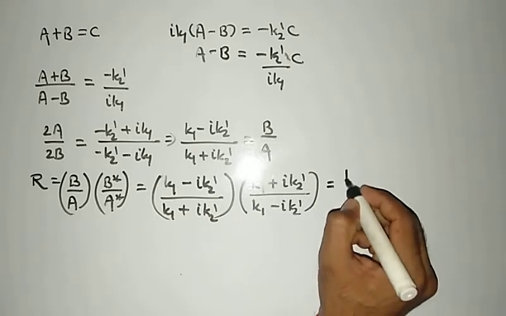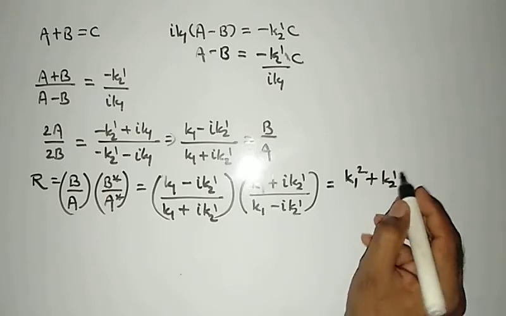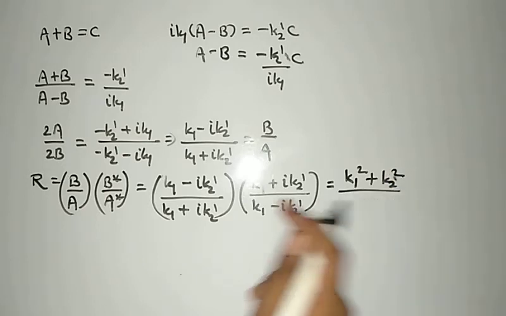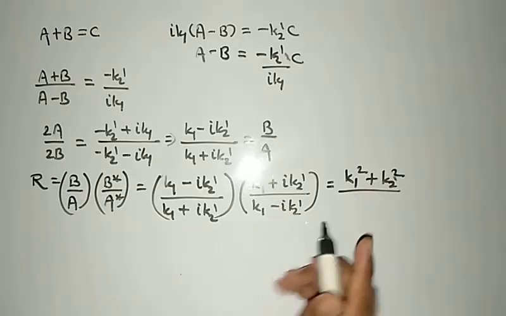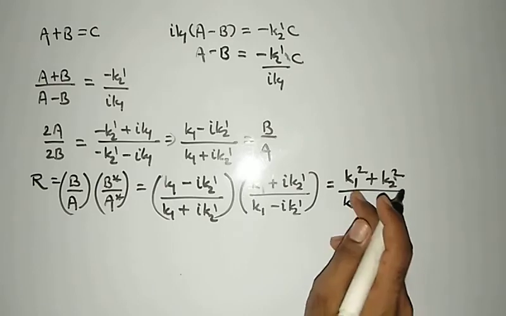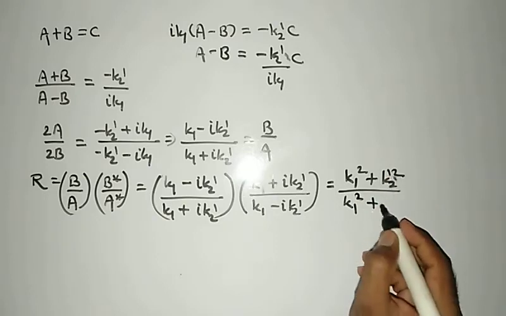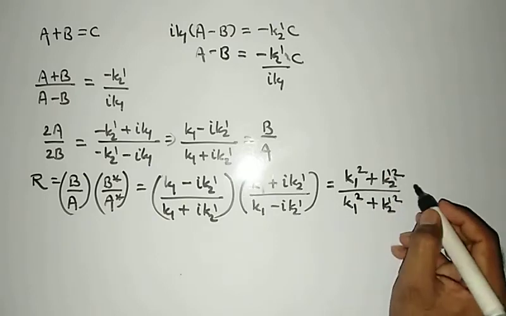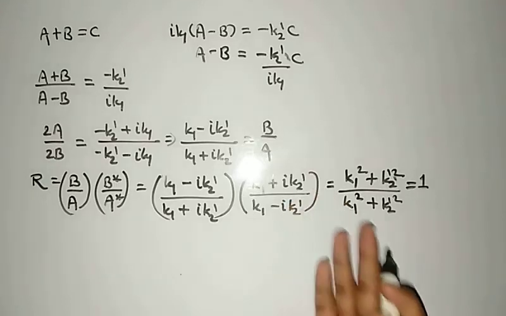Now multiply this. After multiplying, we will get k1 square plus k2 square, using a plus b and a minus b, that is a square minus b square, and here also we get again k1 square plus k2 dash square. So again look, this is 1. That is, when we used the current density we got R, and using the expression we get 1 again.